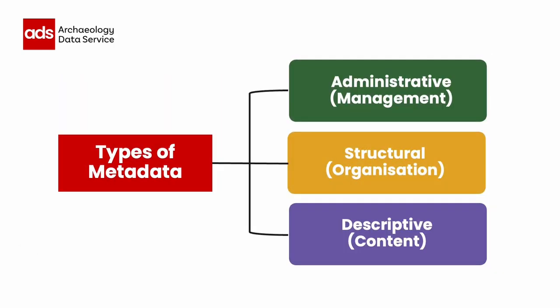Now, metadata can cover different types of information, and different repositories and data management professionals have different ways of grouping the types of information that the term metadata can cover. But for the purposes of this talk, I've picked out three of the more common categories: administrative metadata, structural metadata, and descriptive metadata. You might also come across subcategories such as provenance and preservation metadata. But broadly speaking, the information required to manage, understand, and provide access to data falls under these three headings.